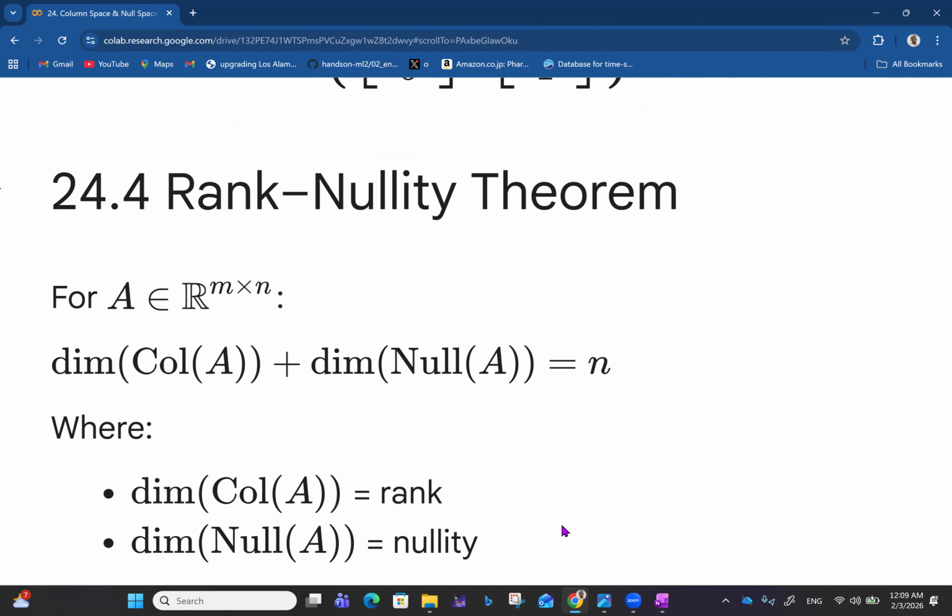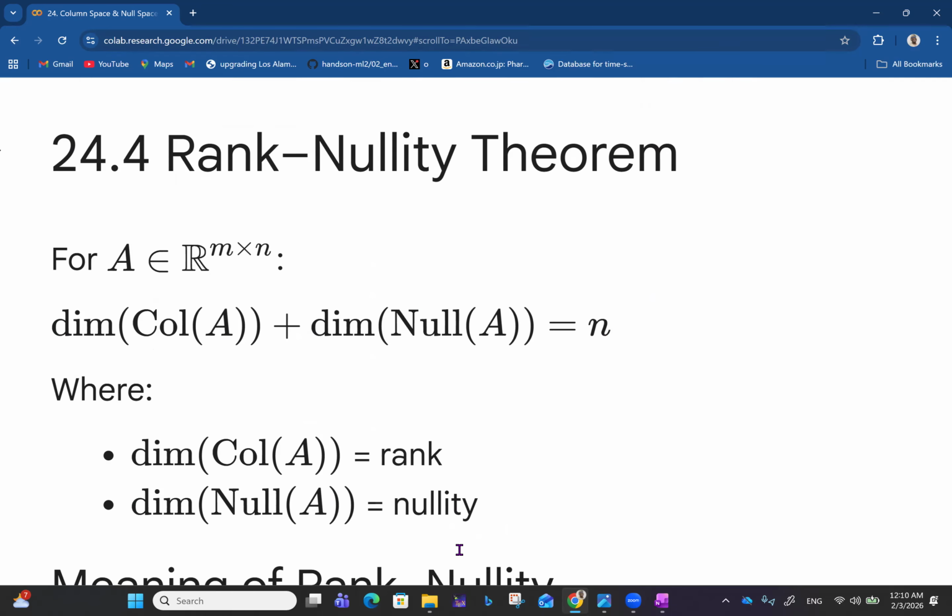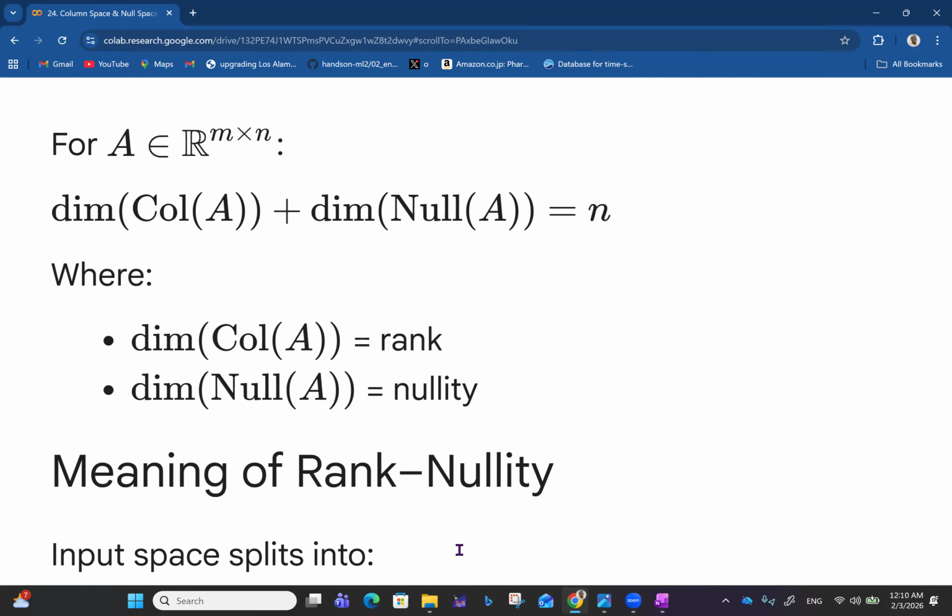Now, we have what's called the rank-nullity theorem. Interestingly, the last video on structures of linear systems is going to be dedicated to the rank-nullity theorem, so we're going to look at this again, but this is our first taste of it. For a matrix A belonging to R^(m by n), the dimension of the column space plus the dimension of the null space is equal to n. The dimension of the column space of A is the rank, and the dimension of the null space of A is the nullity. So if you add the rank and the nullity, you get n.